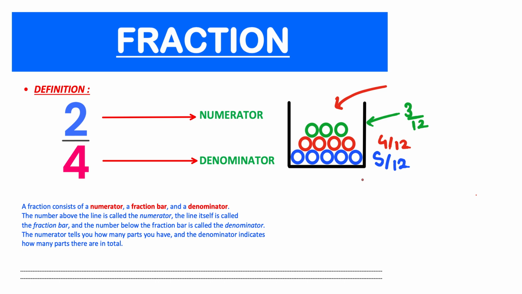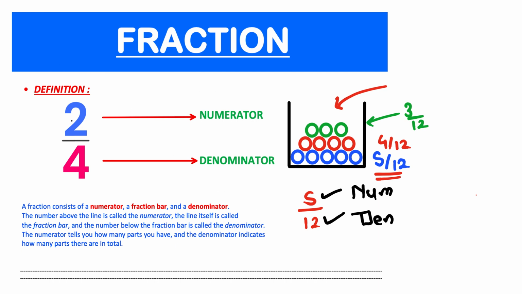So they are actually representing the part of the total which are blue or green or red. Now let us take the example of 5 out of 12. What does that mean? That exactly means the blue rings are 5 out of the total rings that are 12. So the top number, indicating the parts which you are going to take into consideration out of the total, is called the numerator. And the bottom number is called the denominator.